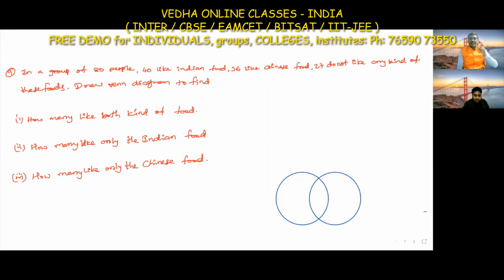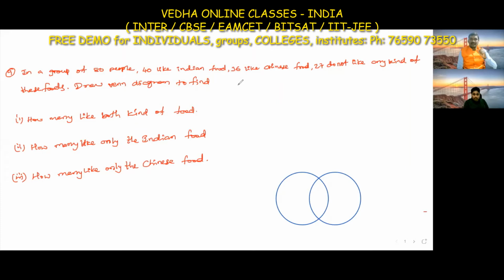There is a group of 80 people. 40 like Indian food, 36 like Chinese food, and 27 do not like any kind of these foods. Draw a Venn diagram to find how many like both kinds of food, how many like only Indian food, and how many like only Chinese food. This is a question. Total number of people is 80.